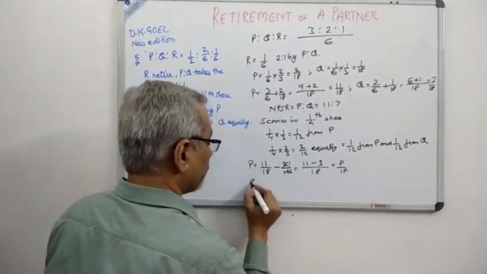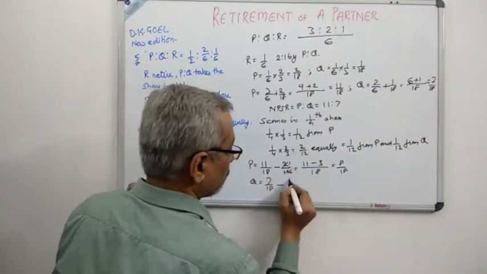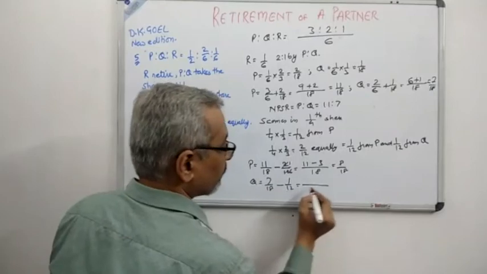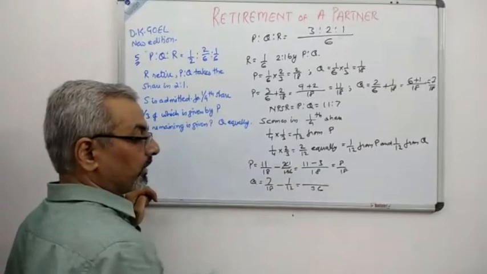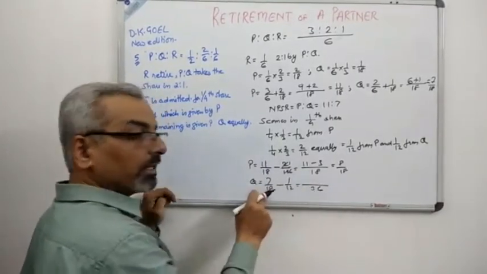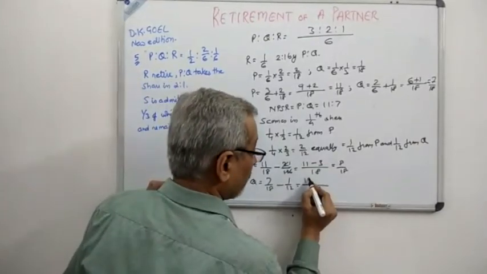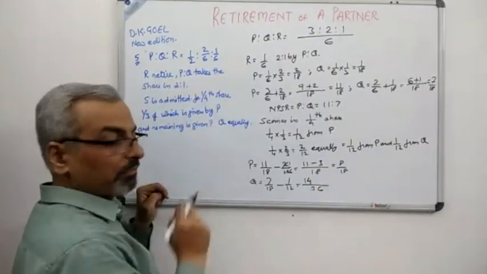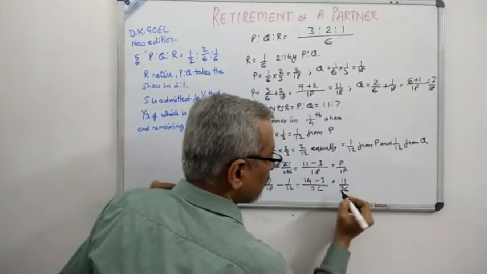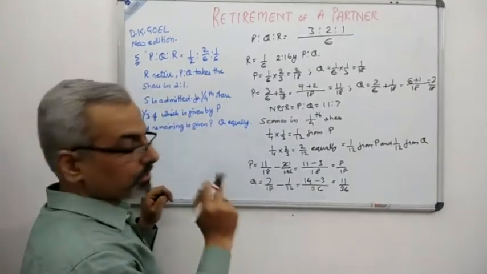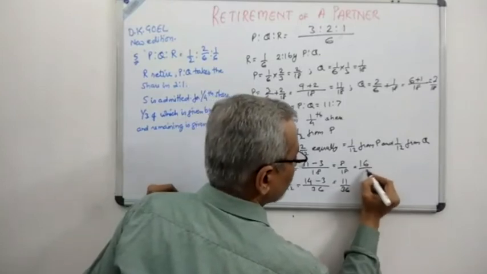So how much is left with Q? Q's share was 7 by 18 minus 1 by 12. What is the LCM between these two? 36. The LCM between 18 and 12 is 36. So if we divide 36 by 18, how much do we get? We get a 2. 2 into 7 gives us 14, and minus 3, we are left with 11 by 36. As we know that we have to make the denominators common, so if we make this denominator common over here, we will be having 16 by 36.